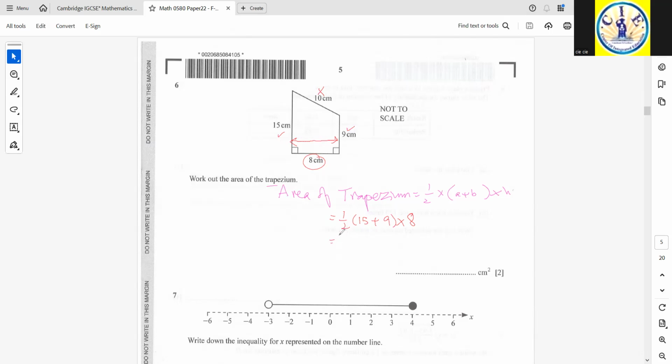So this is 24. So simplifying them, 96 centimeters squared. That is the area of this trapezium.